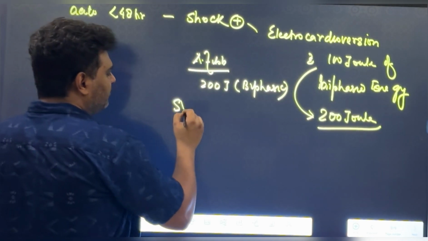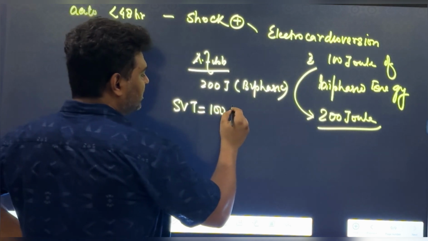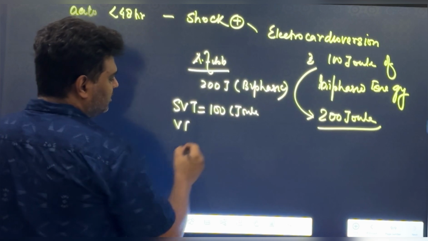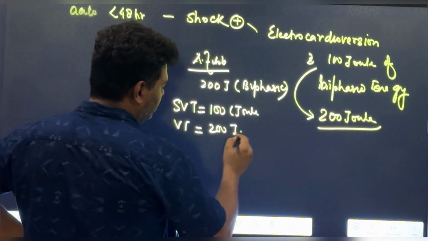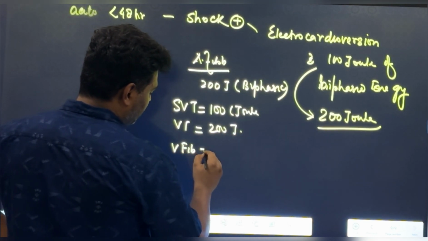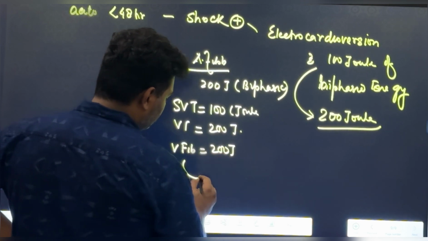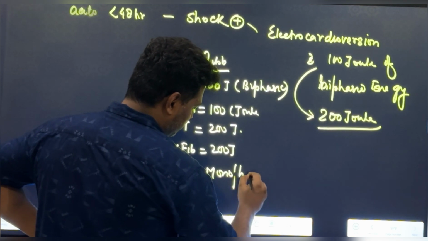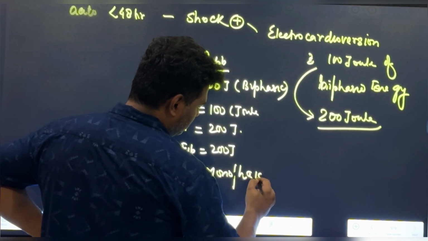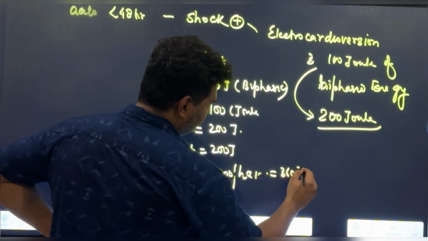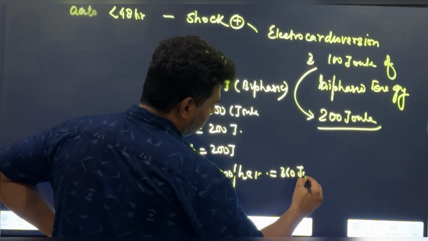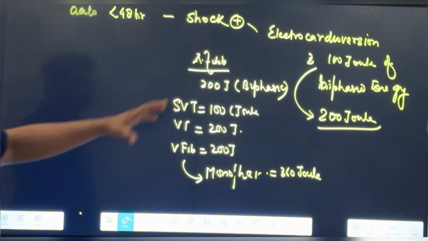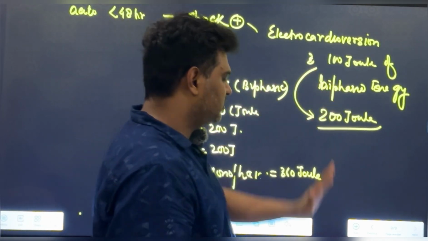In cases of SVT, supraventricular tachycardia, energy is 100 joule biphasic. In case of VT, it is 200 joule. In case of VFib, it is 200 joule. But in case of VFib, if you are giving monophasic, then it is 360 joule. In monophasic, you have to give more energy. Okay, so you have to give electrocardioversion if the patient is in shock.